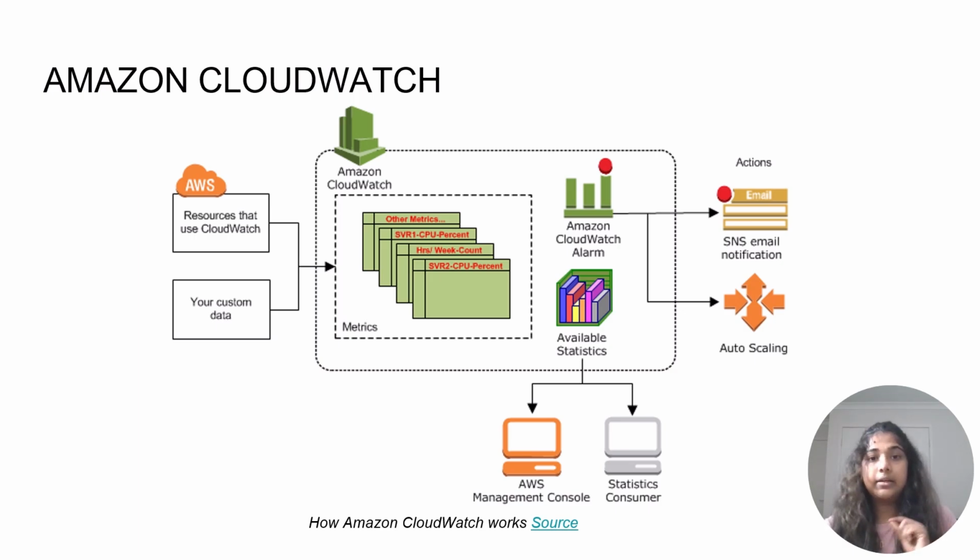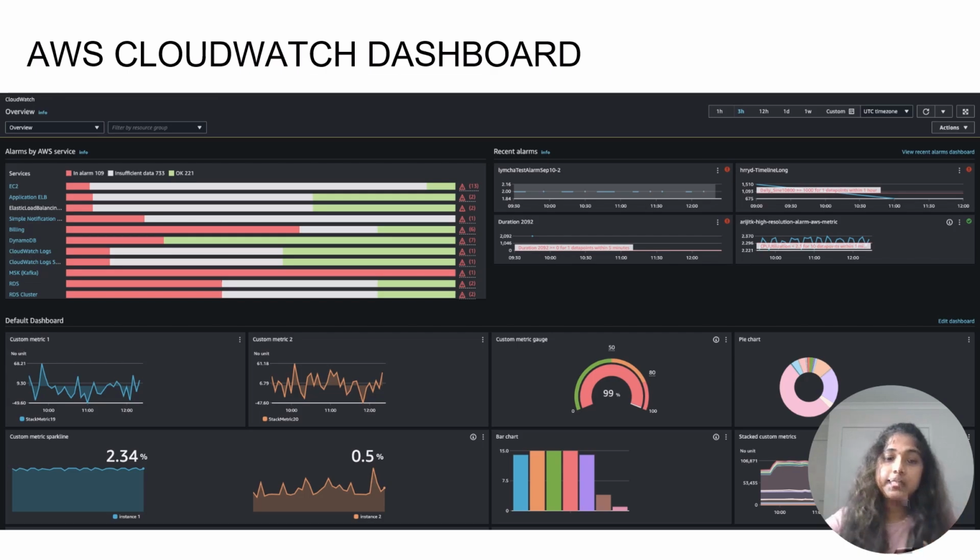When it comes to Amazon CloudWatch, this is a tool that allows you to keep track of the health and performance of AWS resources and applications. This is how it looks. And this is how you monitor the health and performance in the CloudWatch dashboard as well, which is very important.